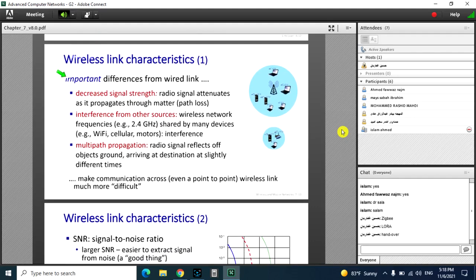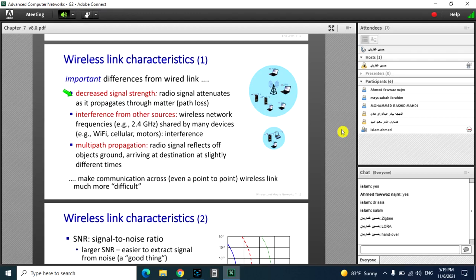There are some important differences between a wireless link and a wired link. Here we talked about some of those differences. The first one is that although in a wired link we have a decrease in signal strength, in the power of signals, this decrease in wireless networks is much bigger than in wired networks.